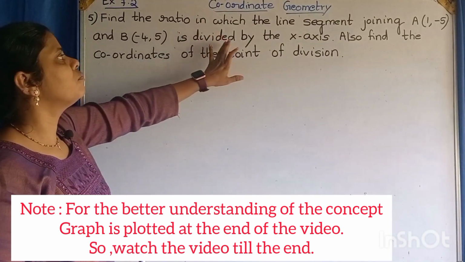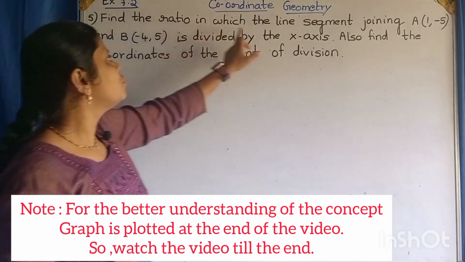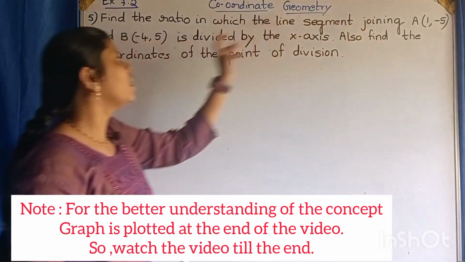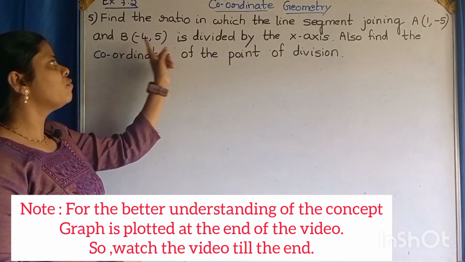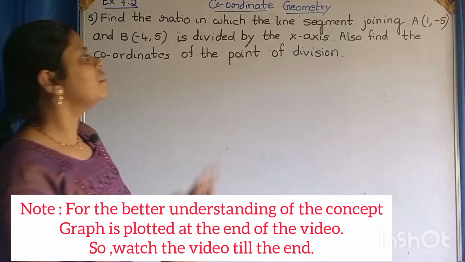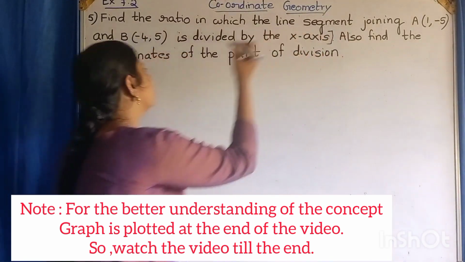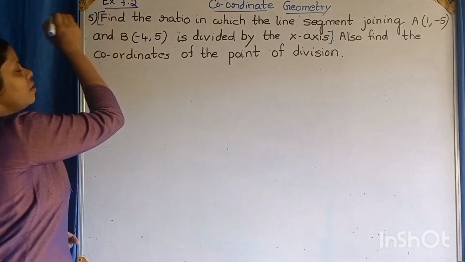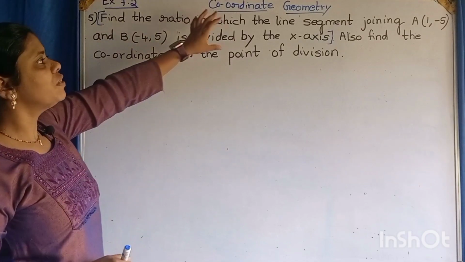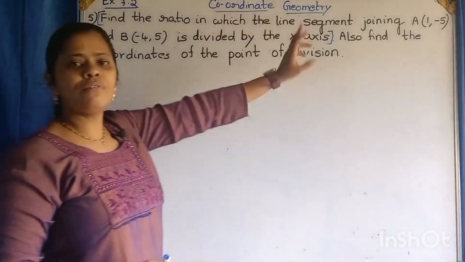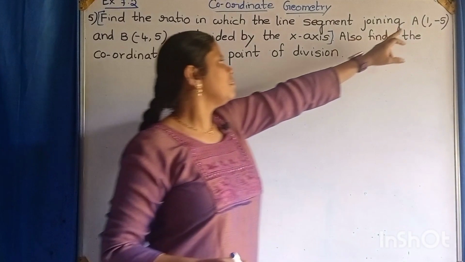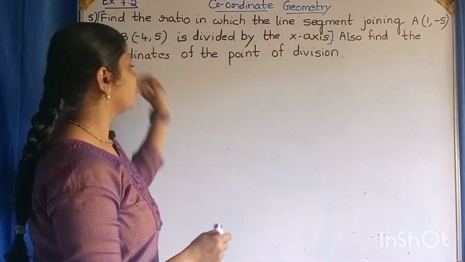And the first part of the question is: find the ratio in which the line segment joining A (1, -5) and B (-4, 5) is divided by the x-axis. This is the first part of the question. In the first part, they have given 2 points, that is A and B.